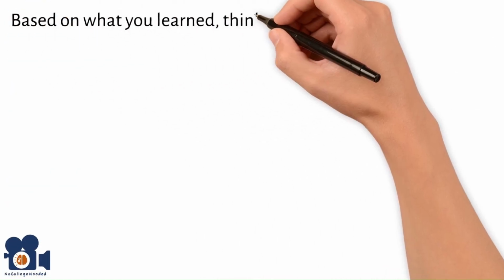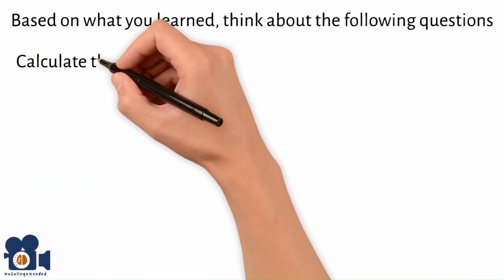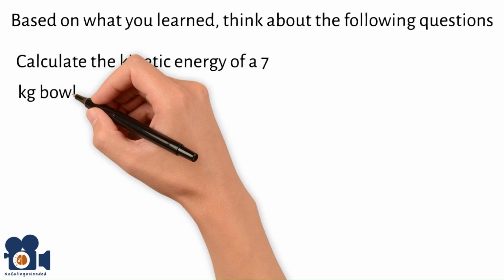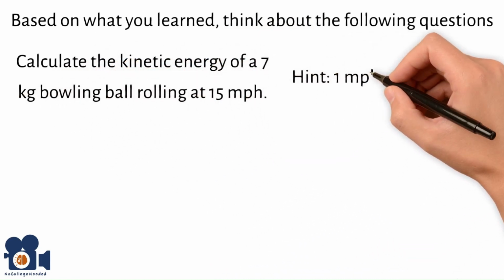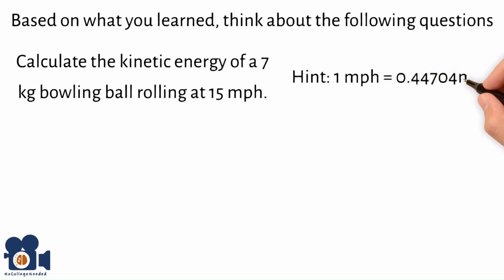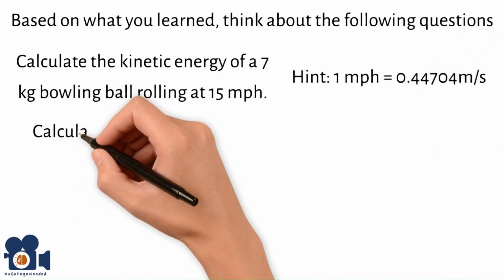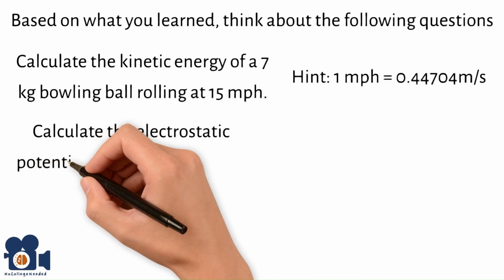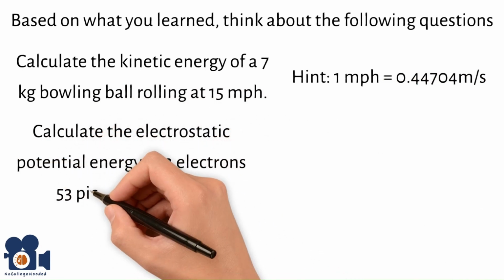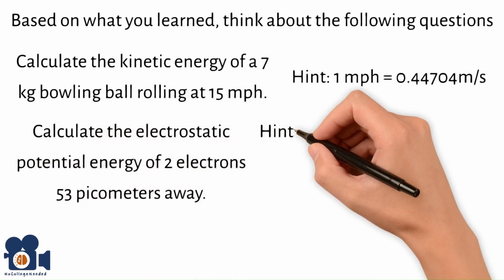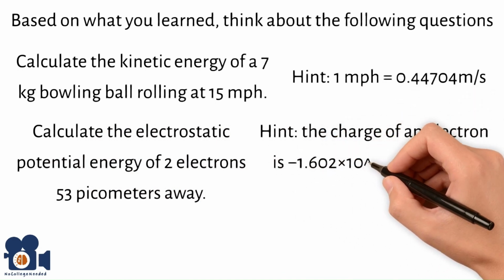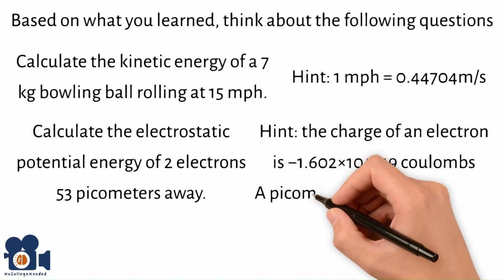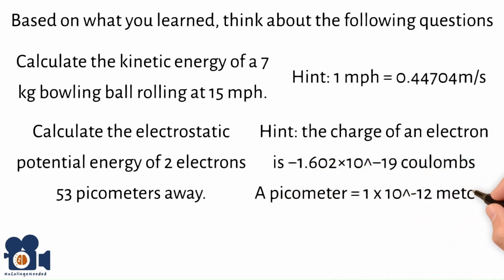Based on what you learned, think about the following questions. Calculate the kinetic energy of a 7-kilogram bowling ball rolling at 15 miles per hour. Hint, 1 mile per hour equals 0.44704 meters per second. And calculate the electrostatic potential energy of 2 electrons 53 picometers away. Hint, the charge of an electron is negative 1.602 times 10 to the negative 19th coulombs, and a picometer equals 1 times 10 to the negative 12th meters.